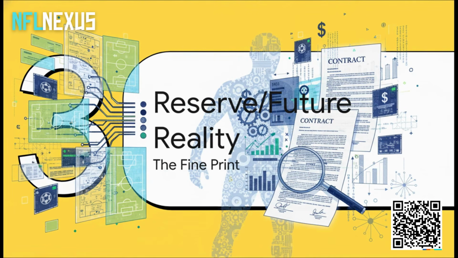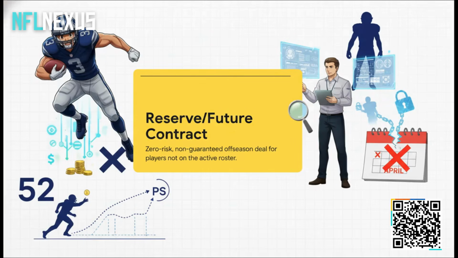Let's move to Section 3, the reserve/future reality. We have to unpack the specific legalese that basically dictates how the NFL operates in the month of April. What exactly is a reserve/future contract? Well, essentially, it is a handshake with a massive neon-flashing disclaimer attached to it. It's a zero-risk, non-guaranteed off-season agreement, and it can only be signed by players who were not on an active 53-man roster when the previous season ended.